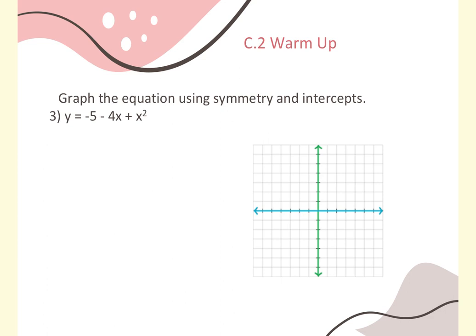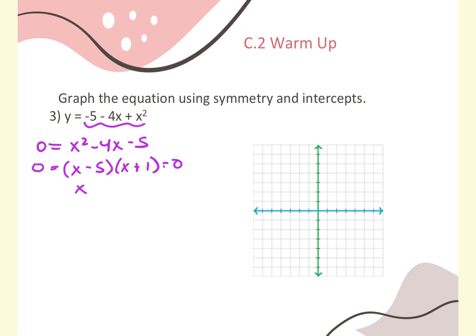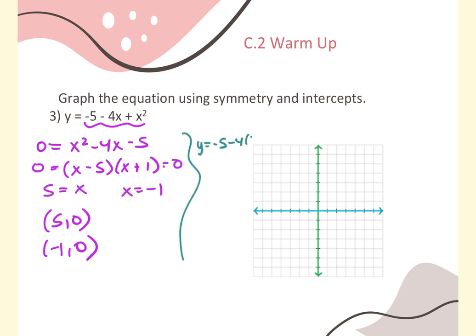All right, this one, to get your intercepts, I would set 0 equal to, I would rearrange this so that it is in order and easily factored. And then split and solve. And I get x equals 5 and x equals -1. And then the y-intercept, I would have made those x's 0. And I get y equals -5. So 5, 0, and -1, 0, and 0, -5.